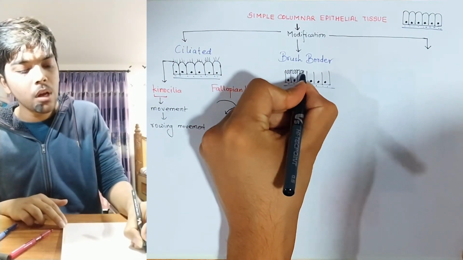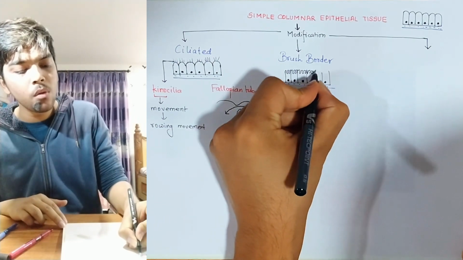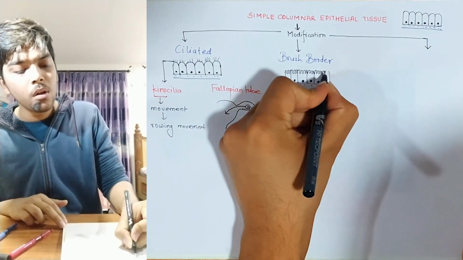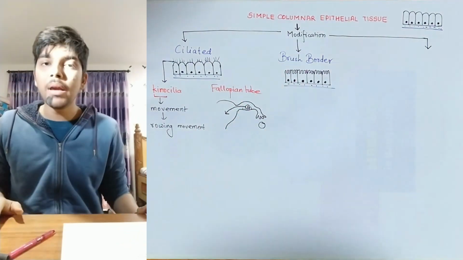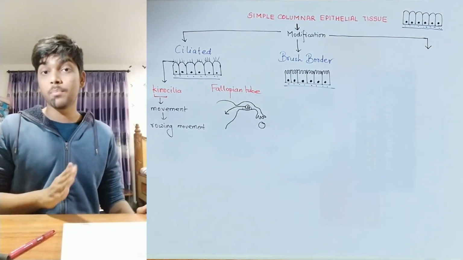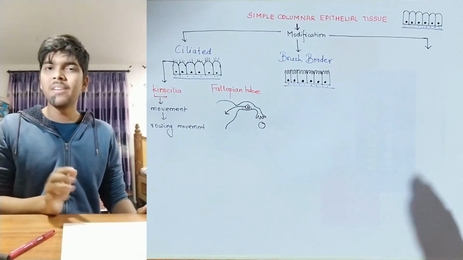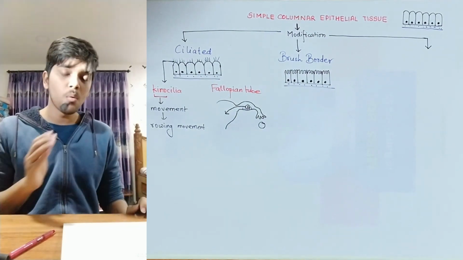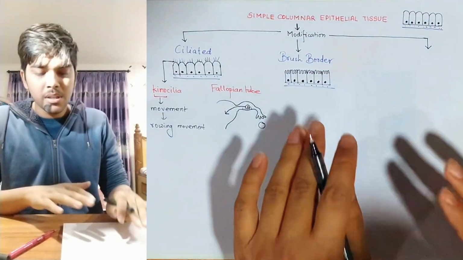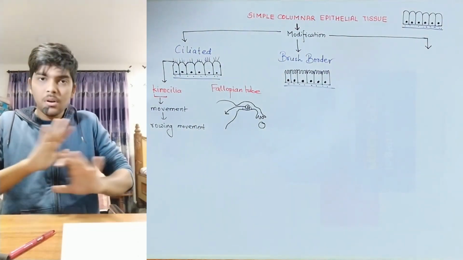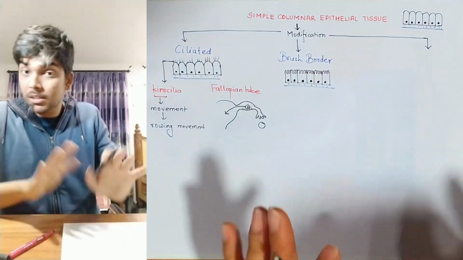Now, to make it clear why it is known as brush border, I will extend this diagram further. And from that, you'll clearly understand why it is called so. So this is your epithelium, right? Just look here.